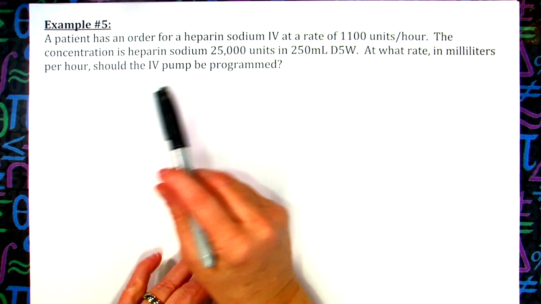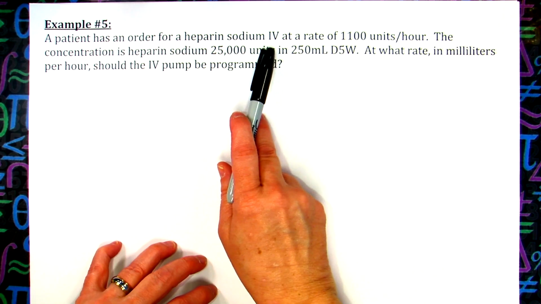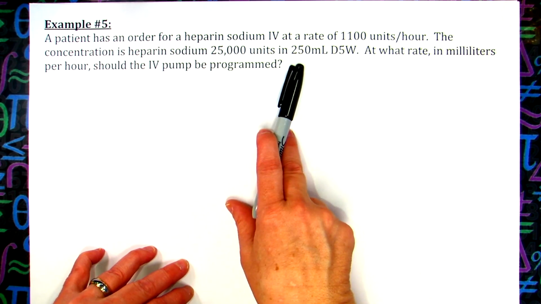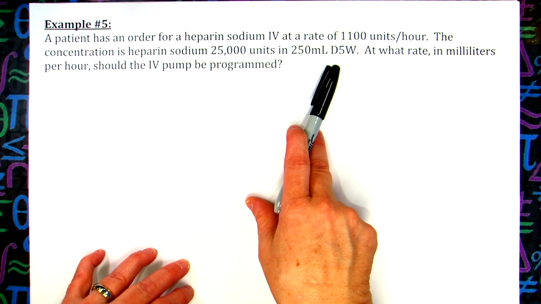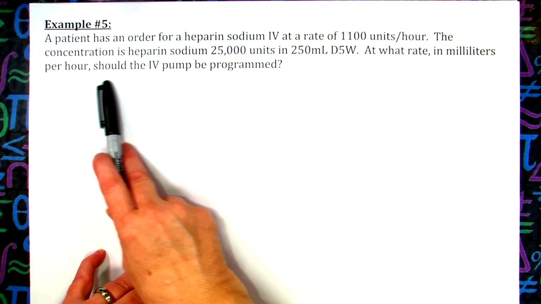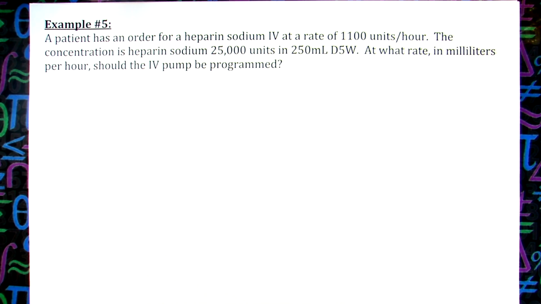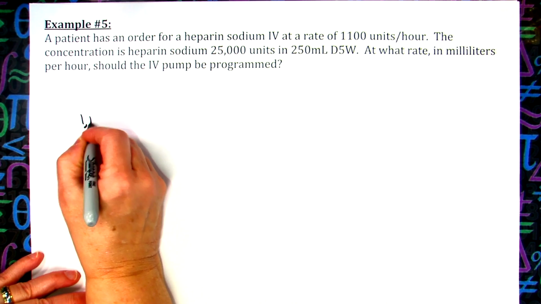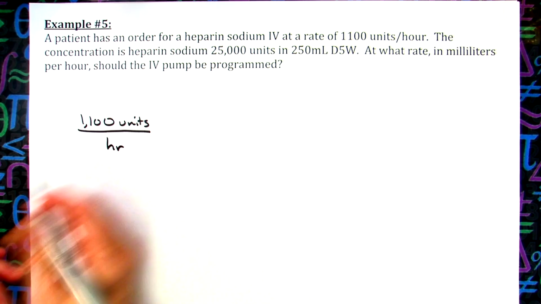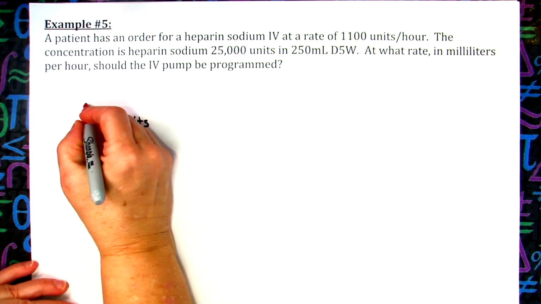Example 5. A patient has an order for heparin sodium IV at a rate of 1,100 units per hour. Concentration is heparin sodium 25,000 units in 250 milliliters D5W, dextrose 5% in water. At what rate in milliliters per hour should the IV pump be programmed? All right, so we're going to again continue with this unit analysis. We're going to start with what was ordered. So 1,100 units per hour is what was ordered. Okay, we're going to go ahead and label that as what was ordered.